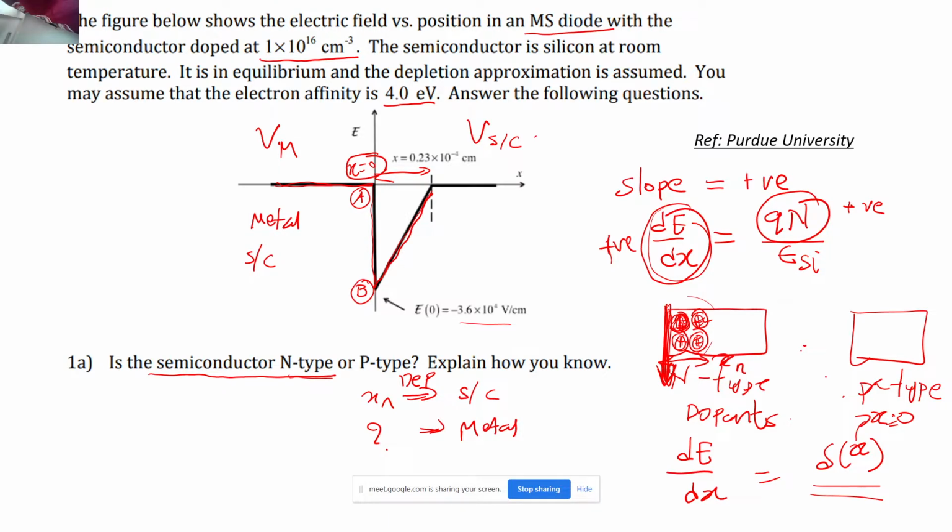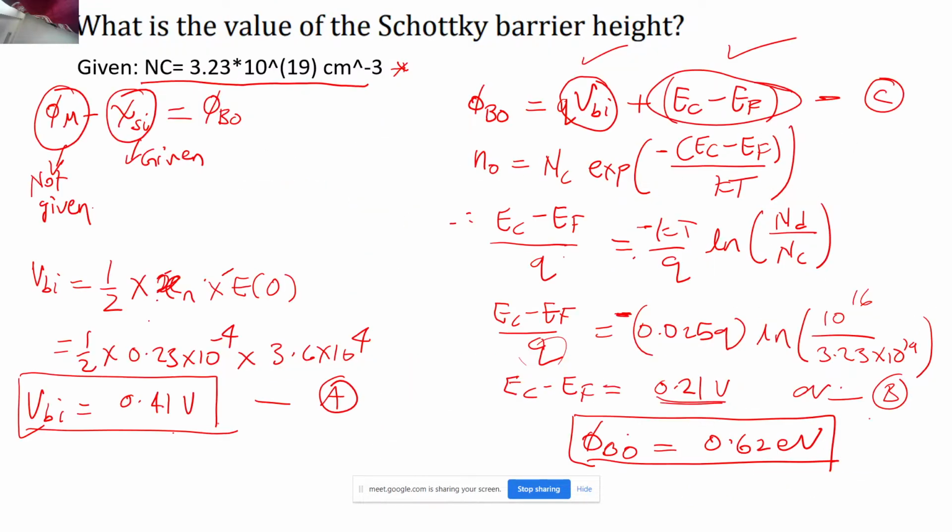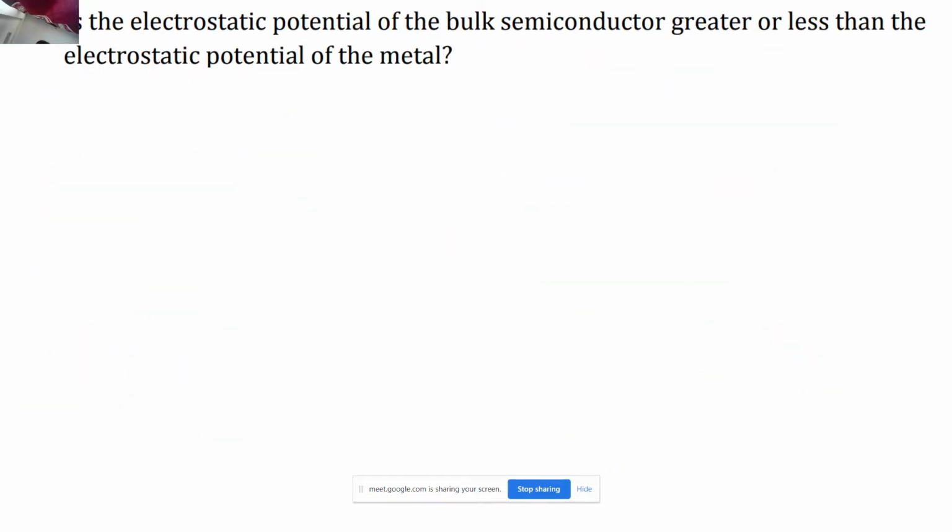So again, I will need some help from you guys. The electric field profile has been given. So how can I judge which side has more potential and which side has less potential? Is there any relation between the electric field and the voltage from where I can get some help? Yes, sir. E equal to minus dV by dx. E is equal to minus dV by dx, correct?